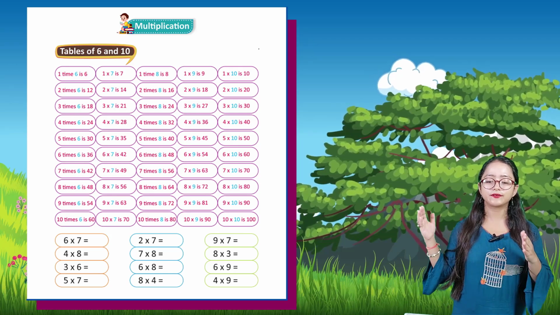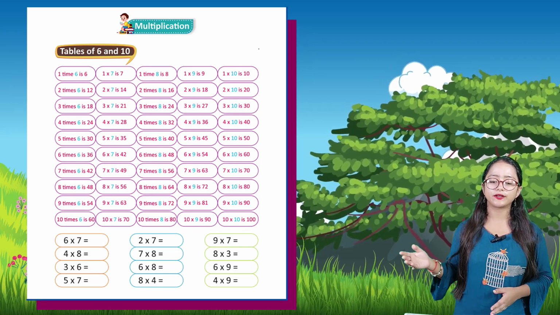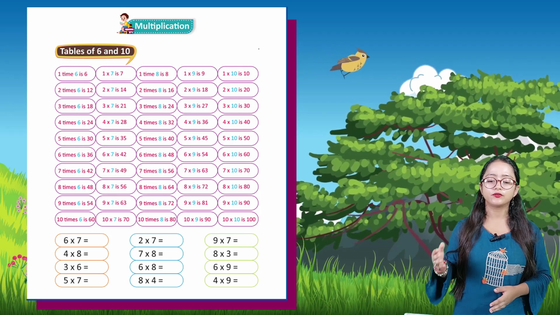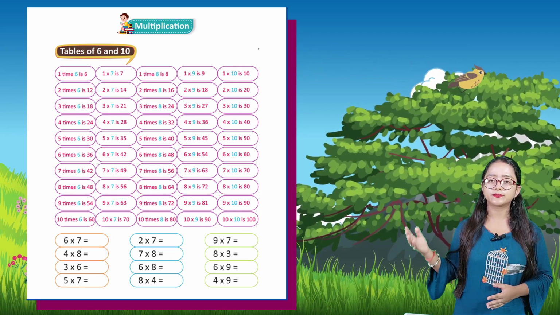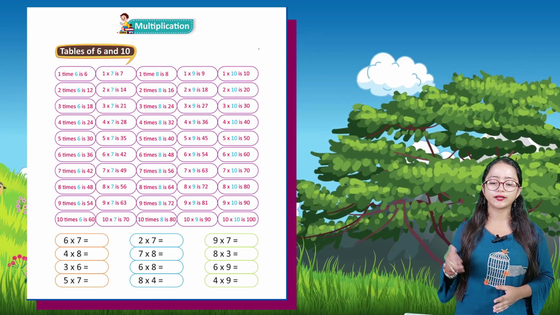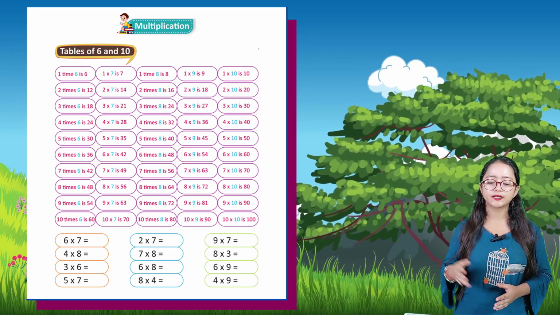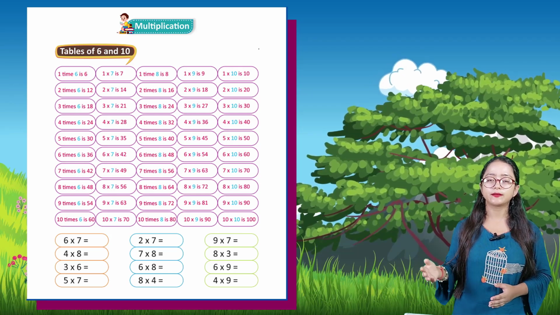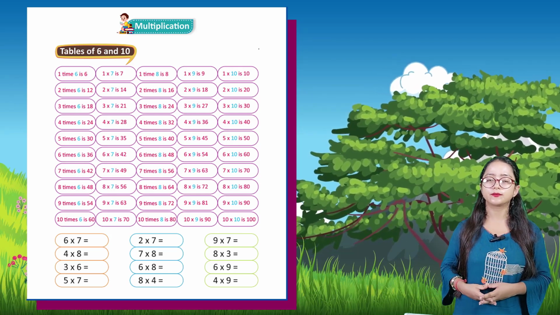1 times 7 is 7, 2 times 7 is 14, 3 times 7 is 21, 4 times 7 is 28, 5 times 7 is 35, 6 times 7 is 42, 7 times 7 is 49, 8 times 7 is 56, 9 times 7 is 63, 10 times 7 is 70. Next one is table of 8.